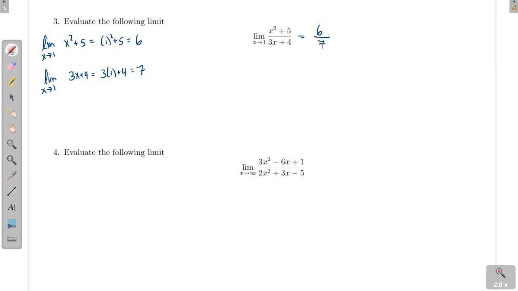Nothing bad happens. I can just take the limit by plugging it in. This question's here just to make sure you don't do L'Hopital's rule every single time you see a limit with a fraction. Make sure you're actually checking the individual limits. Make sure they're not 0.